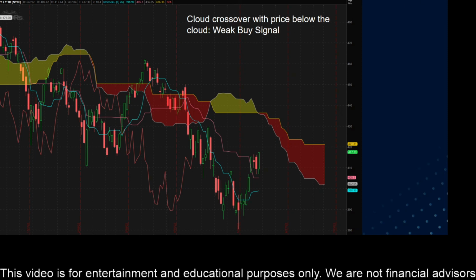So that is pretty much how you can use this Ichimoku cloud indicator. There's a bunch of ways you can use it here to determine good long or short positions.